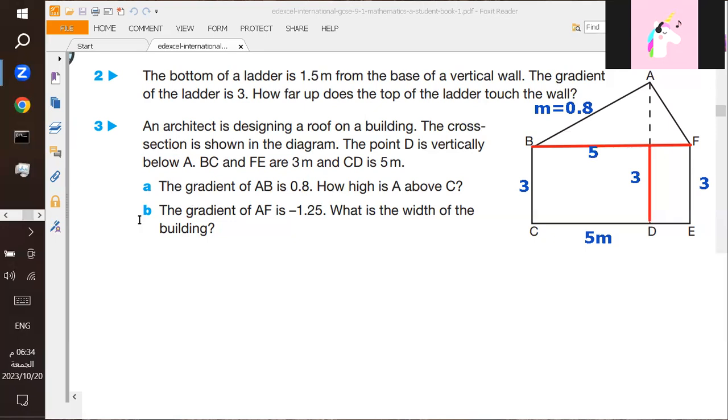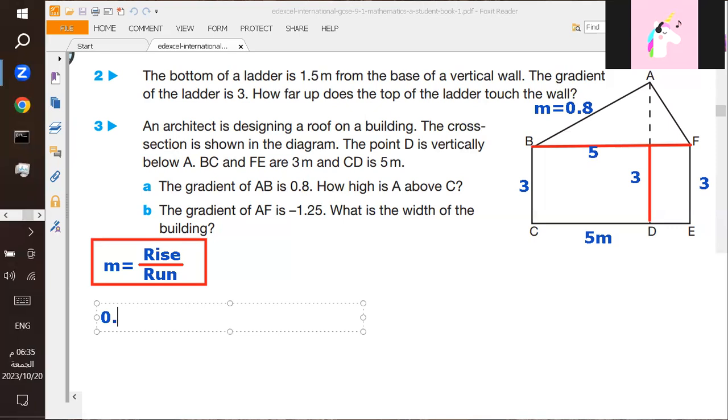So now I'm going to use the formula: m equals rise over run. I'll put a box on it. Now I have the run, I have the gradient, I need the rise. The gradient is 0.8, so 0.8 equals rise, which I don't know, over the run, which is 5 meters.